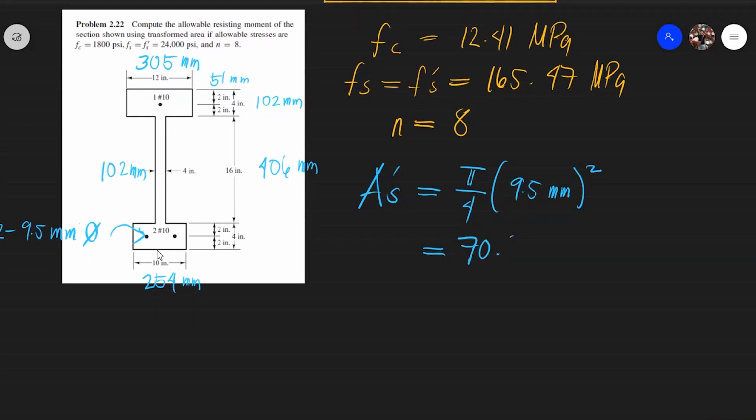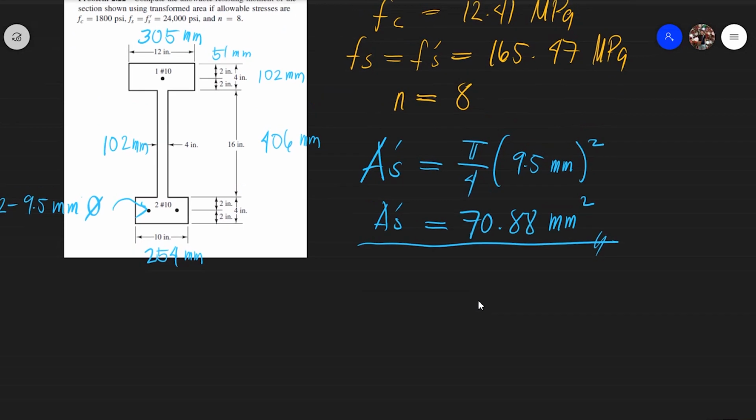Relax. 70.88 mm squared. Okay, sir, sorry, I multiplied by 2. Squared, right? 70.88 mm squared. So the 9.5 mm squared, yeah, you multiply the 2 and 9.5. Anyways, okay. So your AS prime is 70.88.